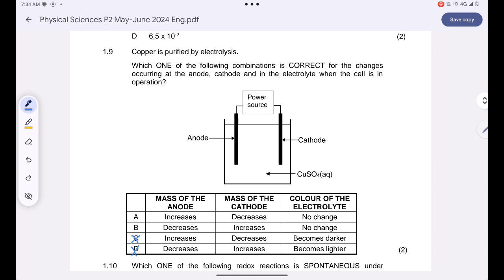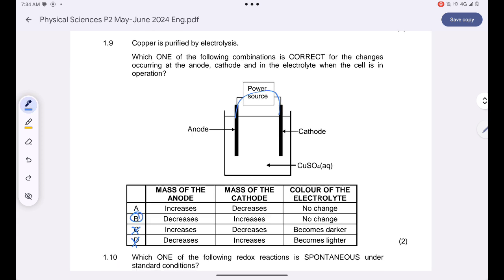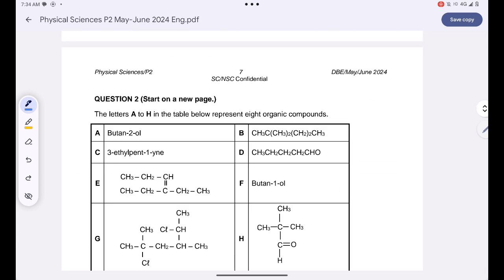And secondly, I know that my electrons will always move from anode to cathode. This simply means that my anode will decrease in mass and my cathode will increase in mass. Are you together? So option B is the correct answer.